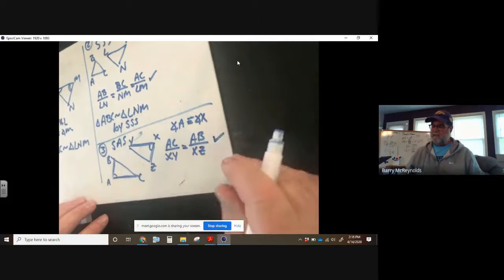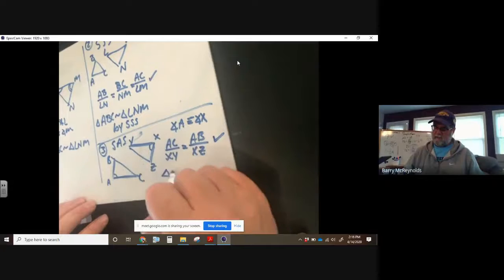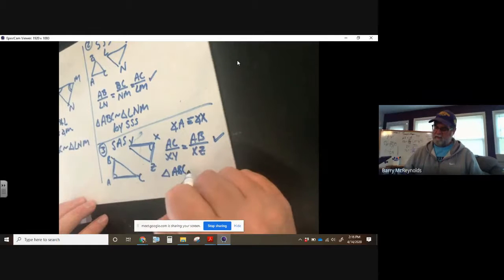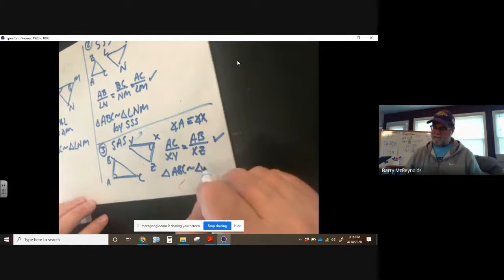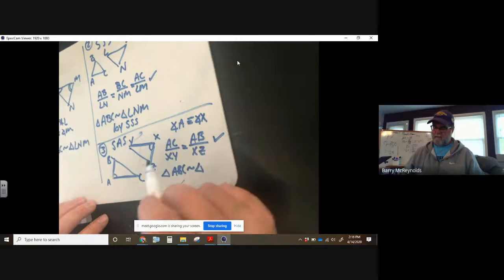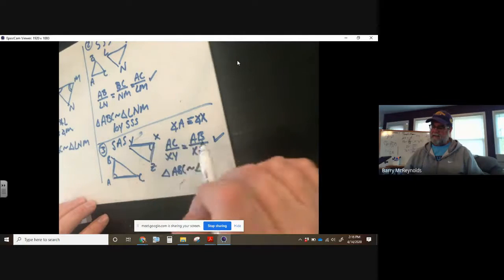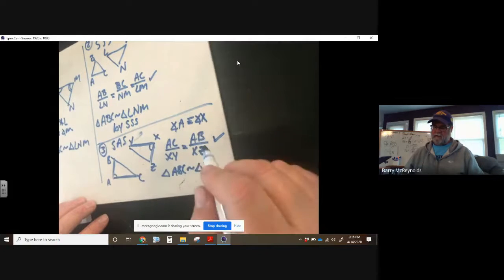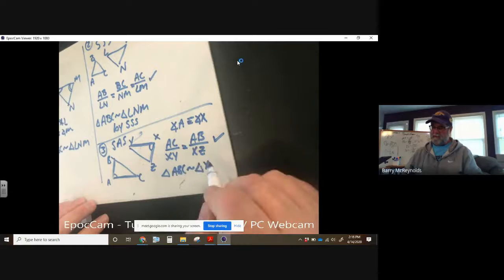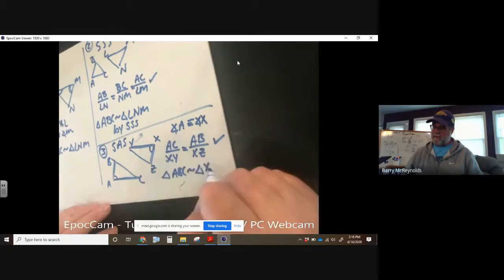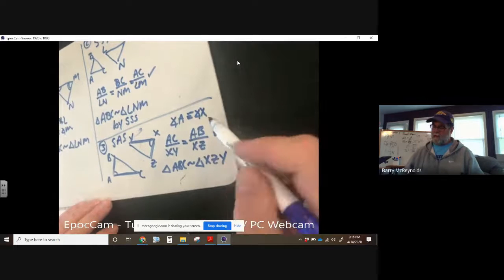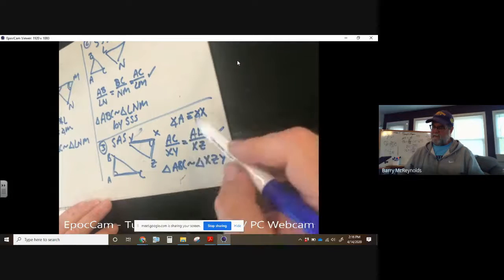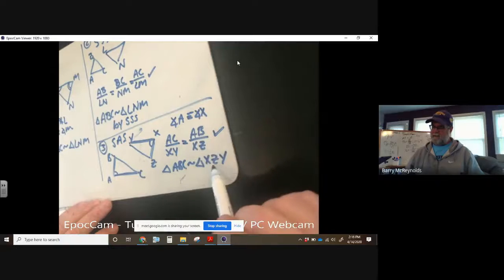And if that's true, then we can say that triangle ABC is similar to triangle... I want to make sure I get this right... XZY, in this case, XZY. Right, because A and B and X and Z go together, A and C, and yeah.